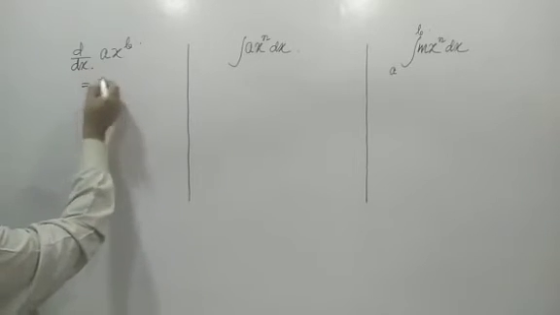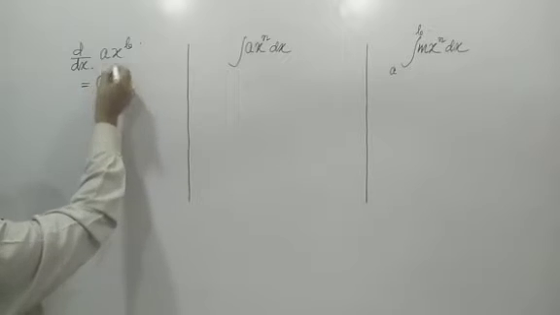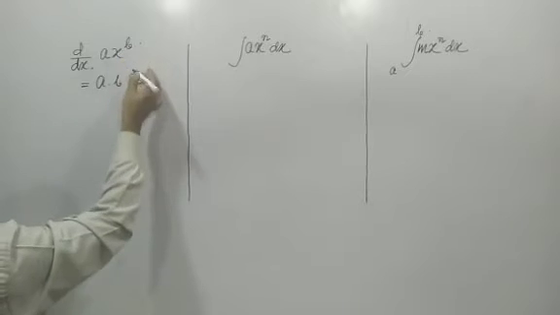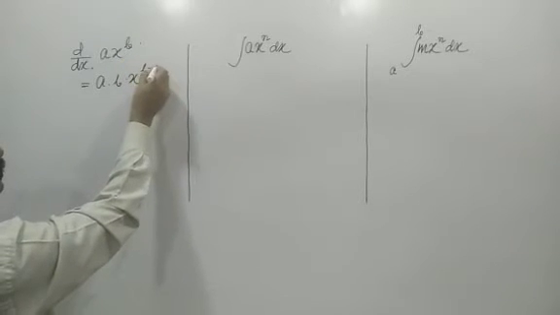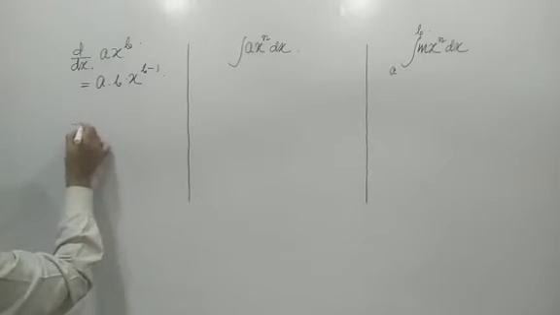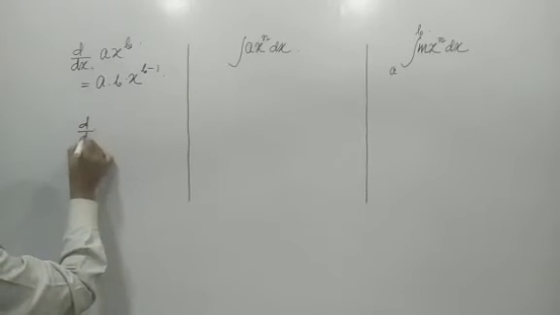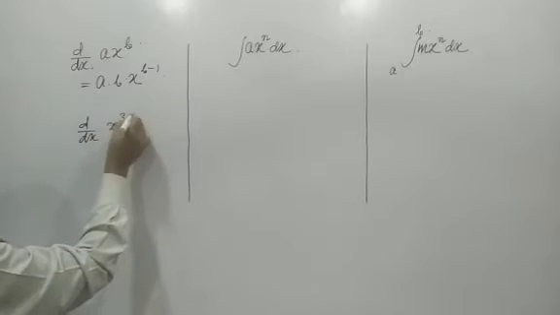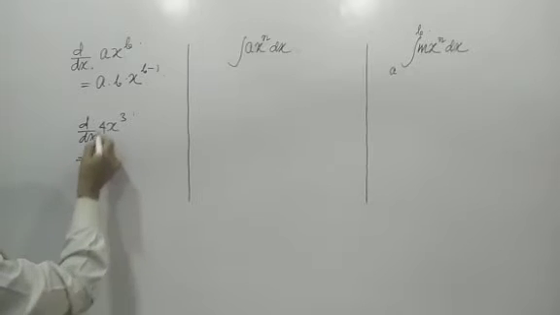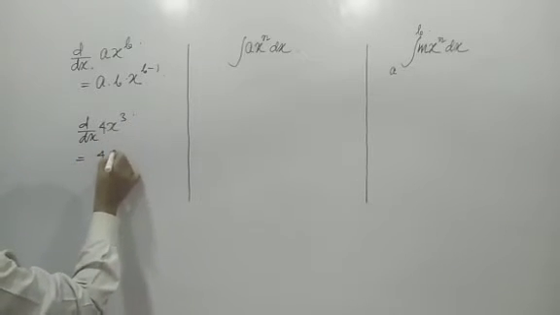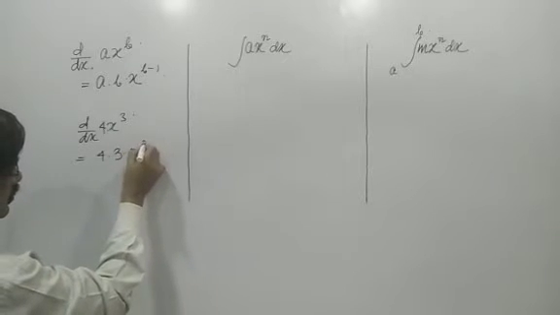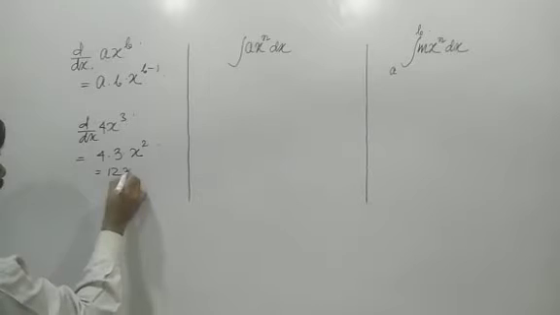It is equal to: at first write down this constant a, then this constant b, into x to the power, this power reduces by 1, it is b minus 1. Clear? Very simple. Let me give you an example. If it is given d/dx of 4x³, it is equal to 4 into 3, then x to the power 3 minus 1 gives you 2. It is equal to 12x².